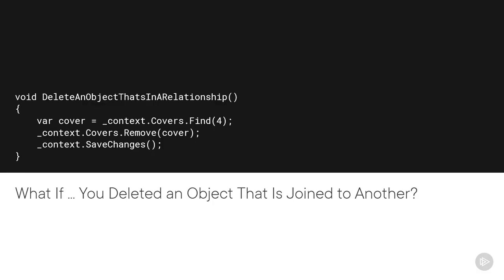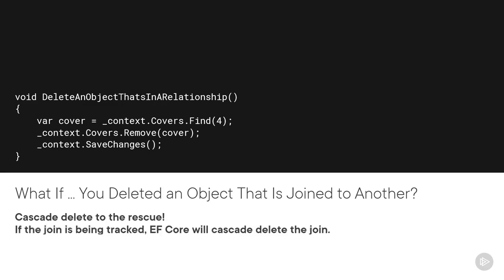So far, I've focused on deleting the relationship, but what if you want to delete one of the objects that's in the relationship? For example, you need to delete a cover, but it's been assigned to an artist. Many-to-many relationships also subscribe to cascade deletes by default. So if the full relationship is being tracked, in other words, you've got the cover and the artist in memory, and therefore EF Core is aware of the join between them, then EF Core will delete the join along with the cover.